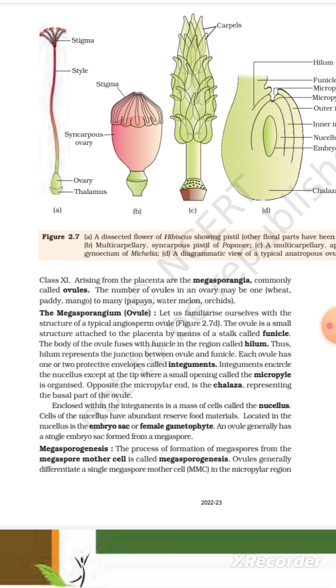Enclosed within the integument is a mass of cells called the nucellus. Cells of the nucellus have abundant reserve food material. Located in the nucellus is the embryo sac or female gametophyte. An ovule generally has a single embryo sac formed from a megaspore. Megasporogenesis: the formation of megaspores from the megaspore mother cell is called megasporogenesis. Ovules generally differentiate a single megaspore mother cell (MMC) in the micropylar region.